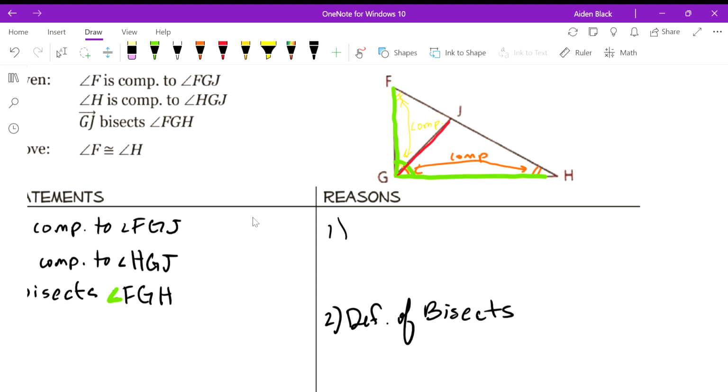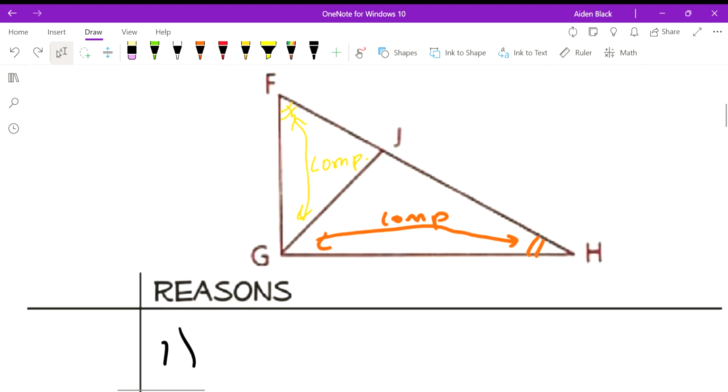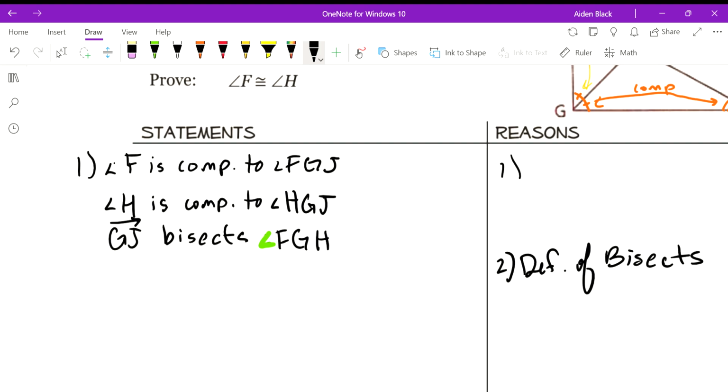Therefore, we know all this that these two angles are congruent. This one and this one. So we will write in our next step, by definition of bisects, we know angle FGJ is congruent to angle HGJ.